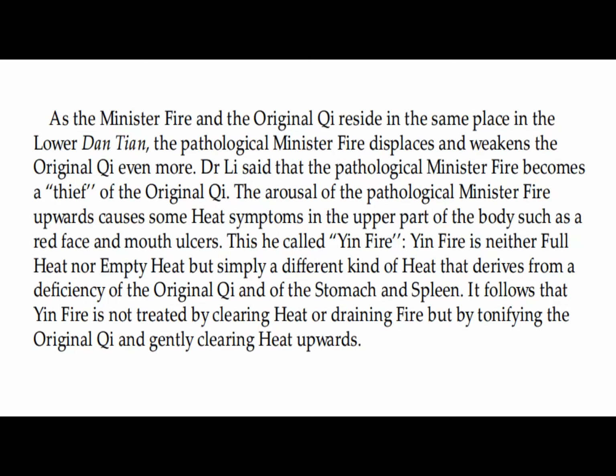As the minister fire and the original qi reside in the same place in the lower dantian, the pathological minister fire displaces and weakens the original qi even more. Dr. Li said that the pathological minister fire becomes a thief of the original qi. The arousal of the pathological minister fire upwards causes some heat symptoms in the upper part of the body, such as red face and mouth ulcers. This he called yin fire.